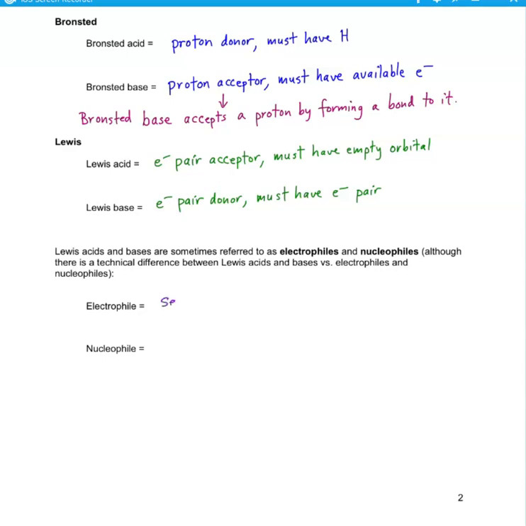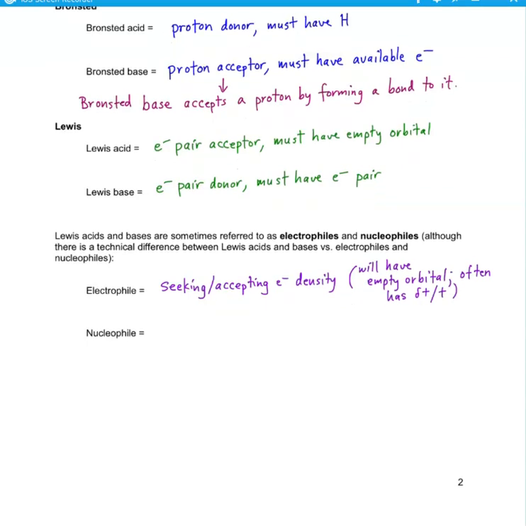So remember that an electrophile is something that seeks electron density. So it's seeking or accepting electron density. And if it's going to accept electron density, it will have to have an empty orbital to accept that density into. And like we mentioned previously, it will often have partial positive charge or positive charge. Sometimes people abbreviate electrophile E+, so you'll see me using that abbreviation. Nucleophiles are abbreviated either Nu or Nuc.